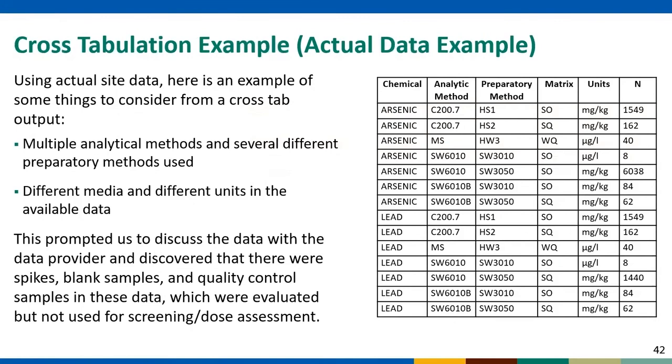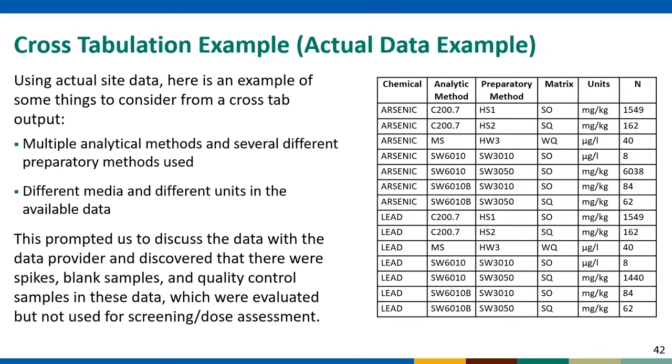This slide is an example of the cross-tabulation output from an actual data set. And as you can see, there were multiple analytical methods and several different preparatory methods used. And there were different media and different units in the available data. We did some more querying of the data and discovered that there were blank samples and quality control samples introduced with the data. We did not want to screen those data, and we certainly did not want to do a health assessment based on a blank sample or a spike sample. This helped us identify the data that we should use in the PHA process, and just as importantly, it helped us identify data we should not use.